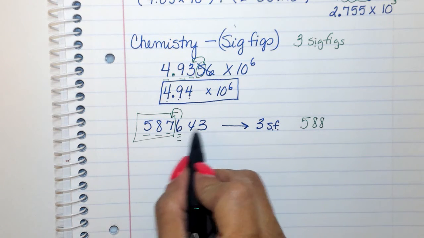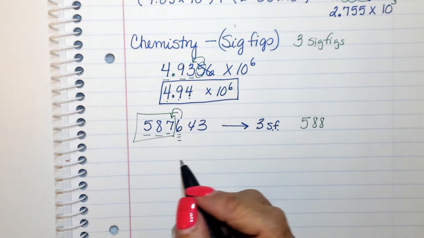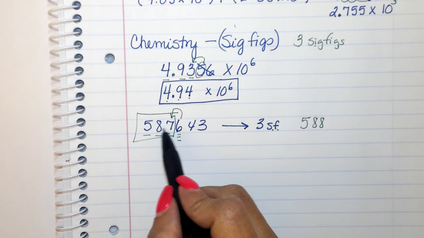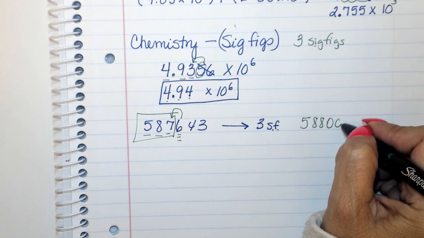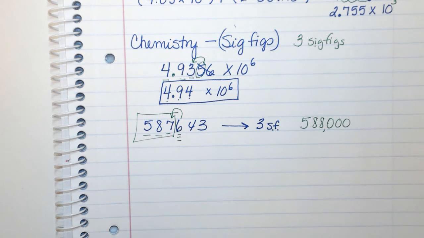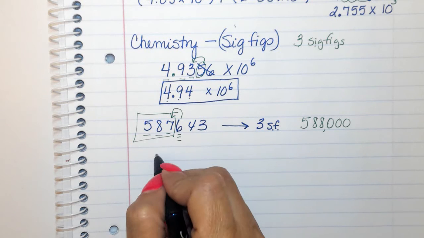But what do I do here? I can't just say, oh, 588. No, the number was 587,643. So I turn all these other ones into zeros. I'll put a little comma, and there's 3 sig figs. Okay. Let's go the other direction.